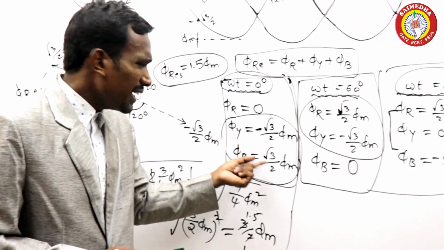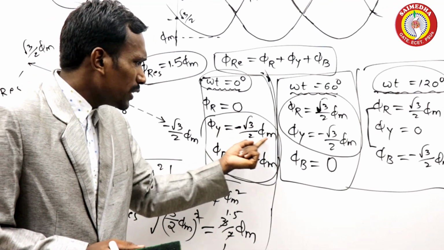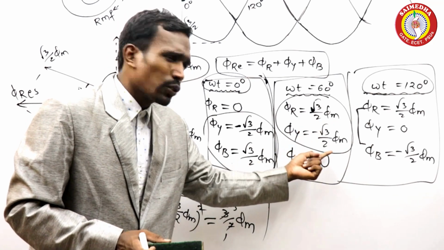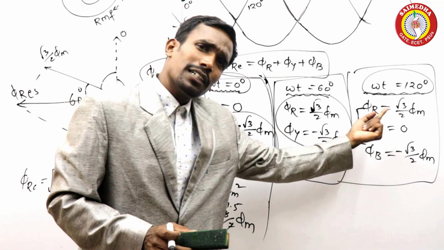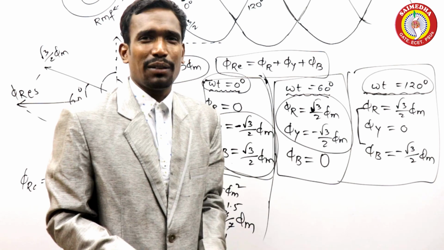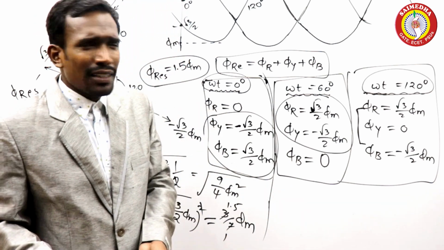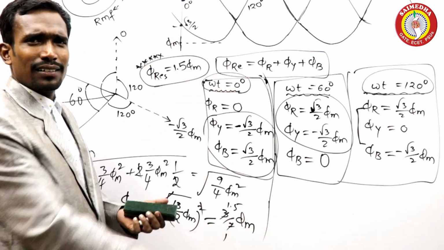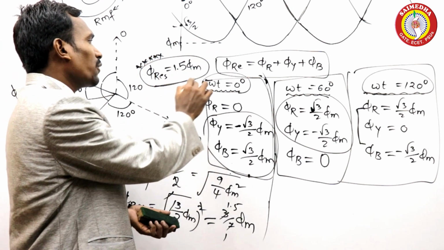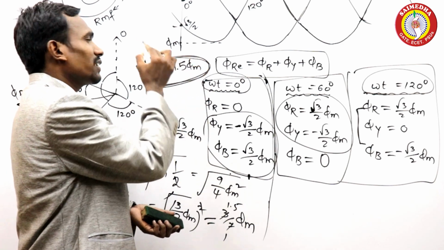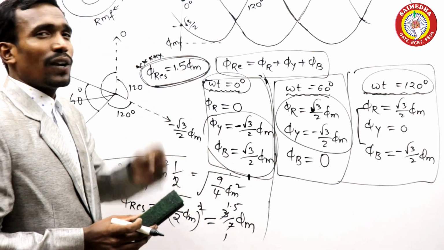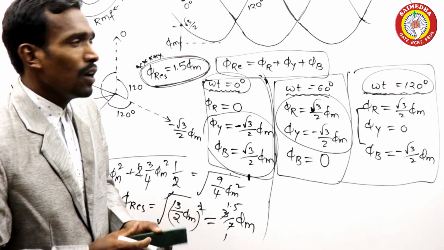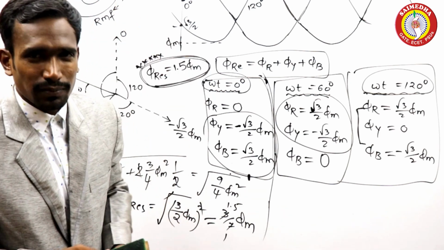Because here we have minus root 3 by 2 phi m plus root 3 by 2 phi m. Again here, plus root 3 by 2 phi m minus root 3 by 2 phi m. All the values are similar. That's why the resultant flux is also similar. So what is the resultant flux for a three-phase system? It is 1.5 times the phi m, 3/2 times the phi m.